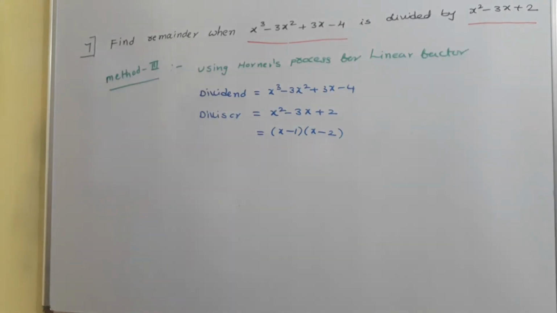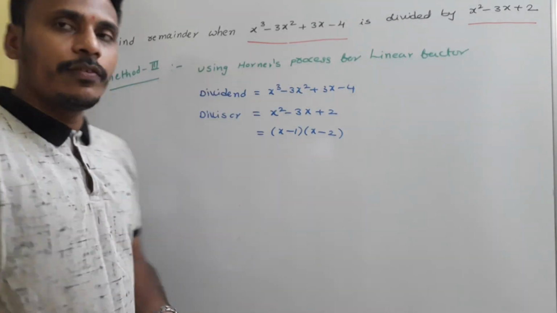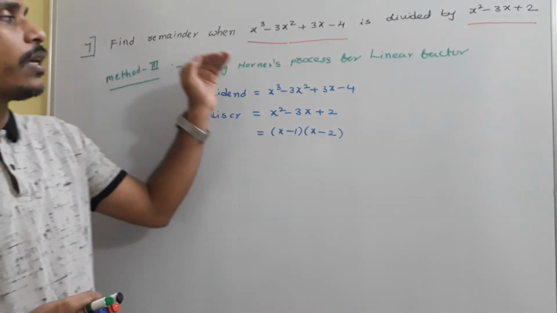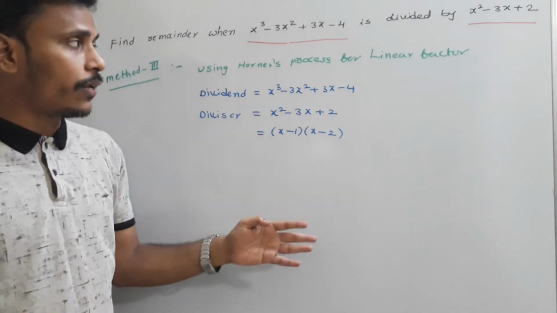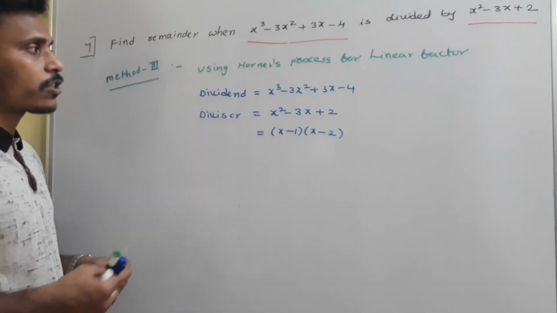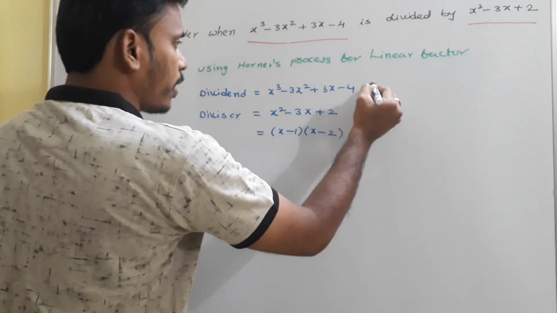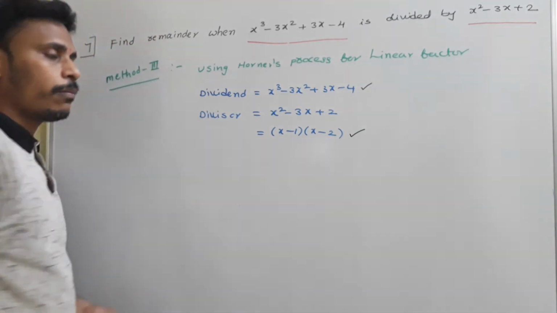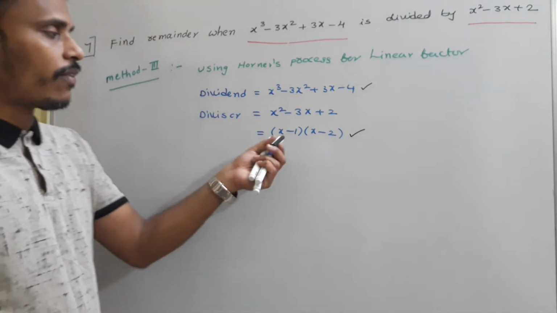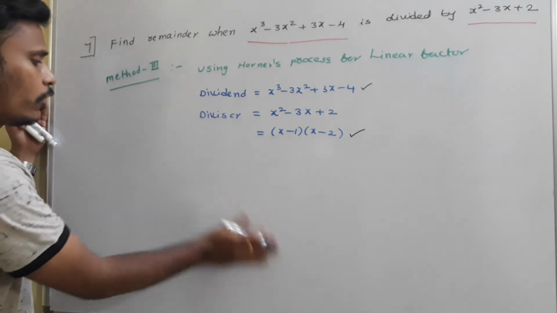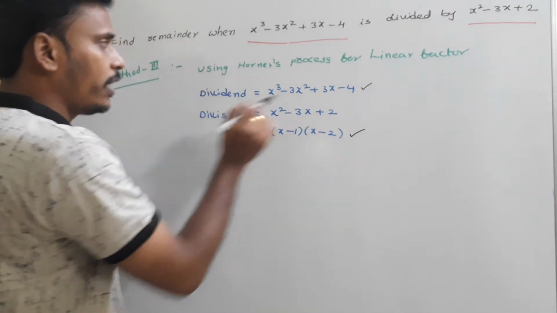Now method 3. Method 1 is by division, method 2 is by division algorithm statement, and method 3 is just by using Horner's process or synthetic division for linear factors. As per the problem, dividend is this x cube minus 3x square plus 3x minus 4, and divisor is that x square minus 3x plus 2, which can be factorized into the linear factors as x minus 1 into x minus 2. So now what I do is I will do Horner's synthetic division for the linear factors.